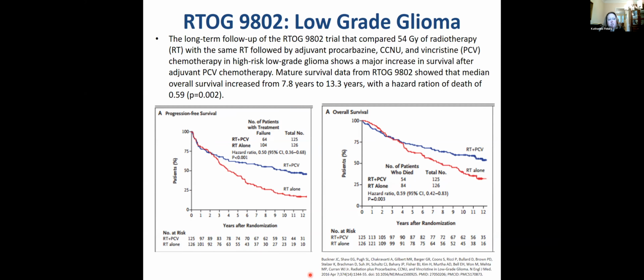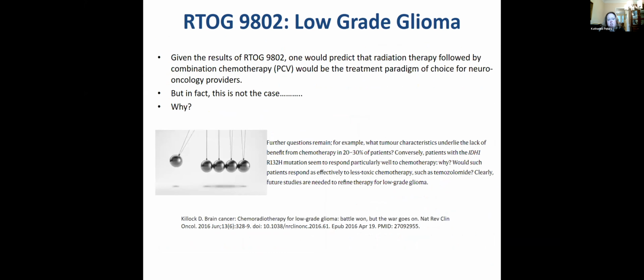And one was an introduction of a drug called temozolomide, which was similar in action to some of the components of PCV, but also just much more tolerable. So one would predict that based on this, I would be giving all my patients with low-grade glioma PCV, and they'd all be getting radiation.